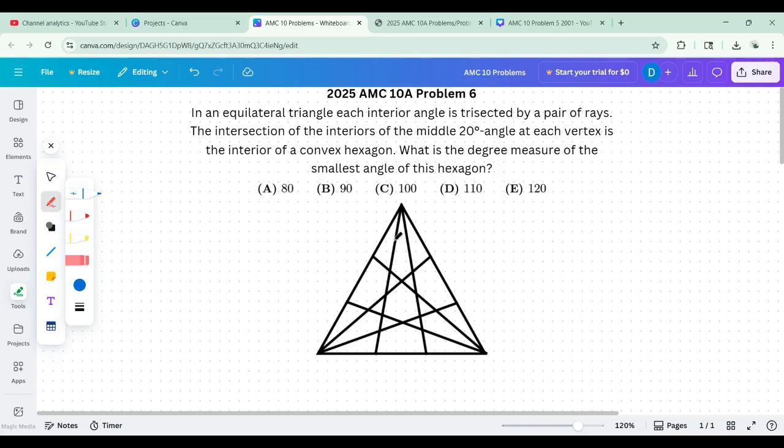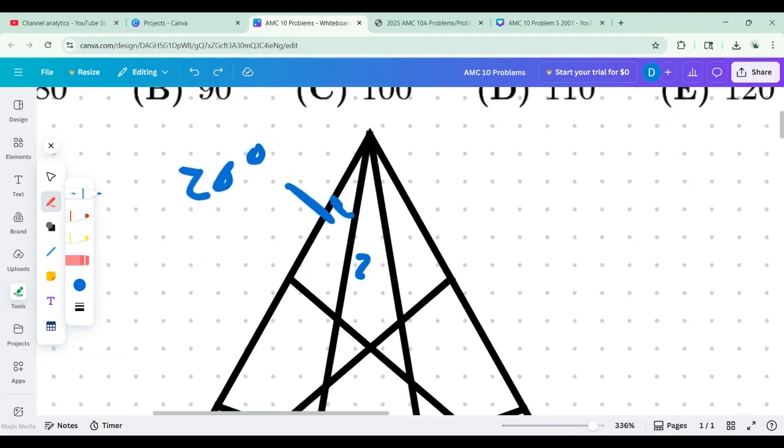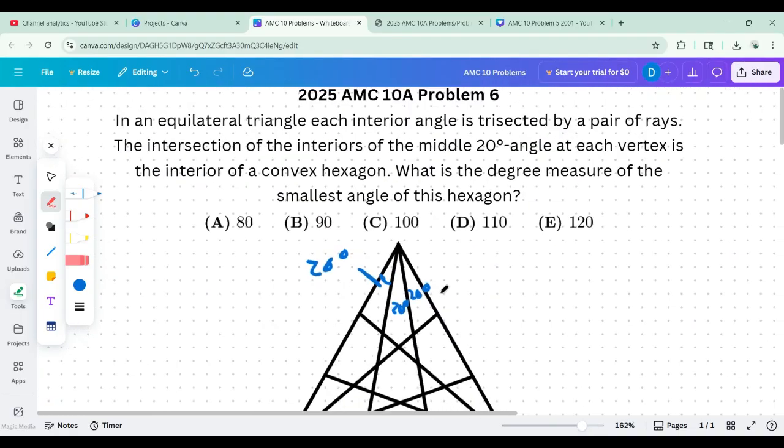trisected by a pair of rays. The rays are right here. And trisected means divided by 3. So each angle is divided by 3. So each angle is 20 degrees. So you can label it as so. 20 degrees, 20 degrees. And it also says it's asking for the degree measure of this hexagon.